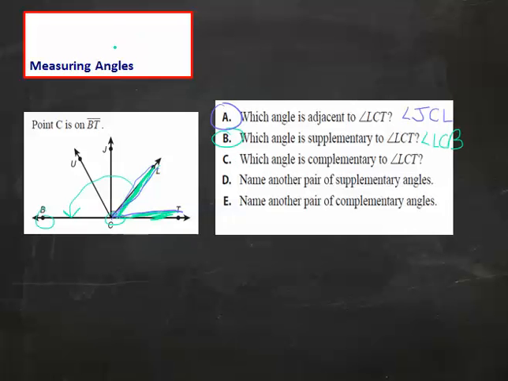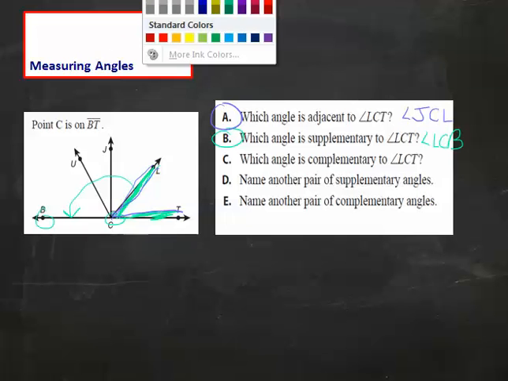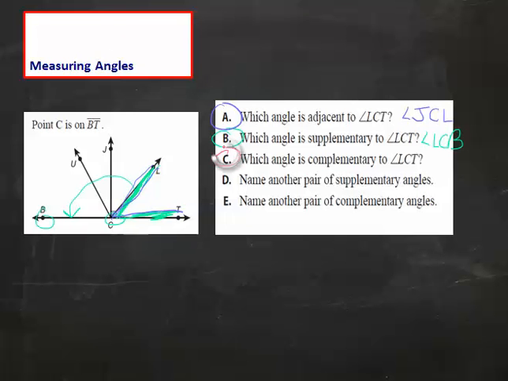And then it says which angle is complementary. Let me change my color again. We're going to do pink to LCT. Still using the same angle. Complementary means 90 degrees. So 90 degrees is formed right here. There's a little square there, even though you can't see it because of all my writing. And that is formed using JCL.